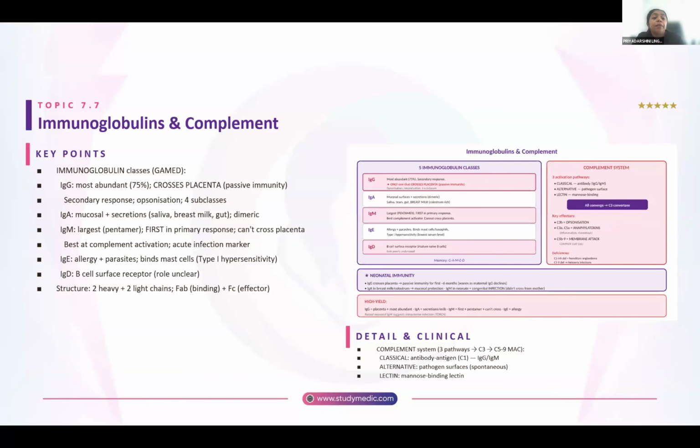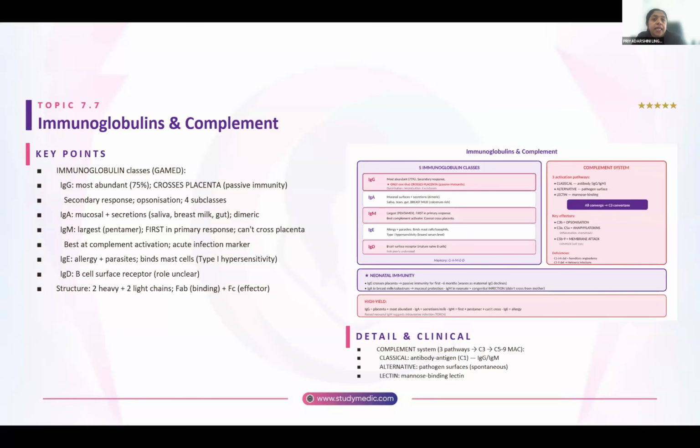Next one is about the immunoglobulin and the complement system. When you take immunoglobulin, there are 5 different types: GAMED, GAMED. So G is IgG, which is the most abundant one. It is seen in 75%, and this crosses the placenta and provides passive immunity. And the secondary response, opsonization, all this comes from your IgG.